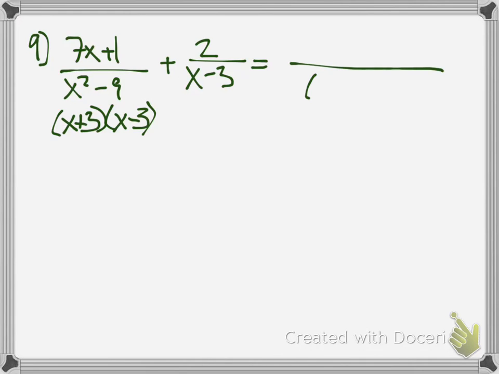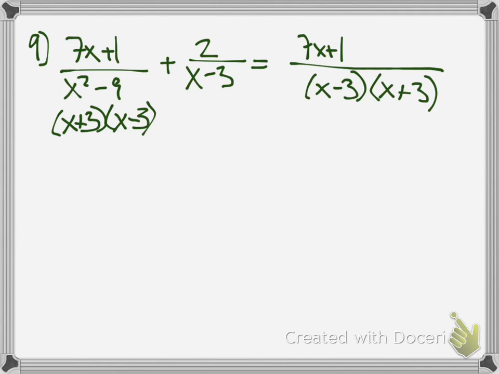So what I'm missing here is, what do they have in common? They have an x minus 3. What can I add from the left? An x plus 3. What can I add from the right? Not a darn thing. Okay, so since the first one on the left already has both factors, or both parentheses, there, I can just go ahead and bring over the 7x plus 1.